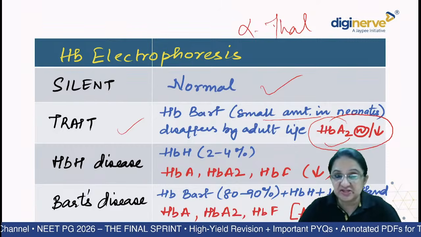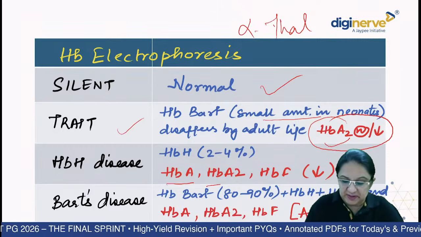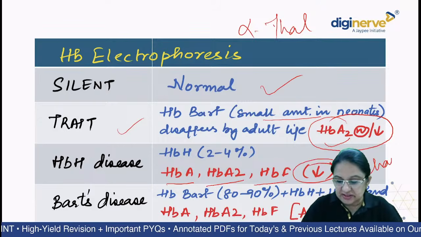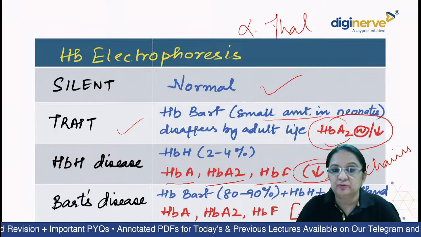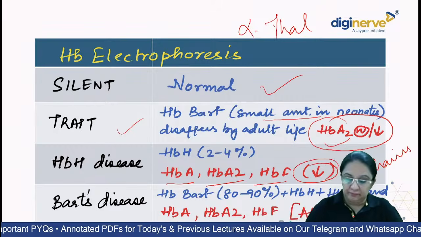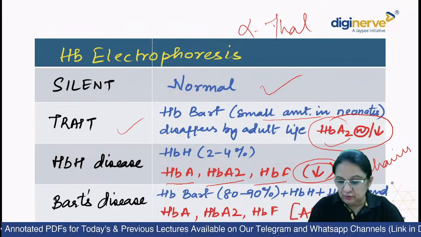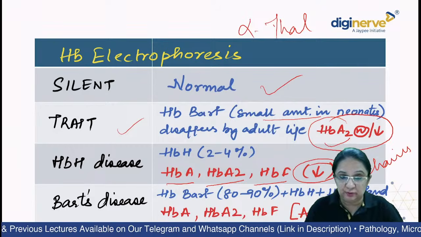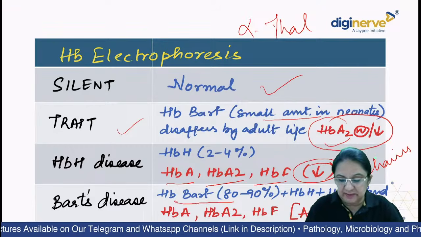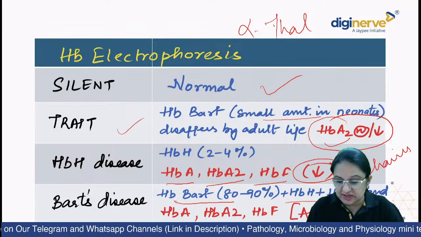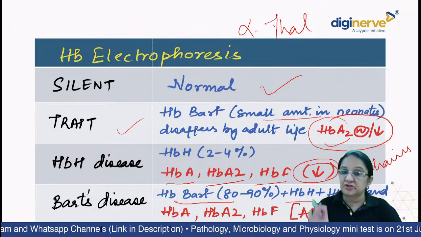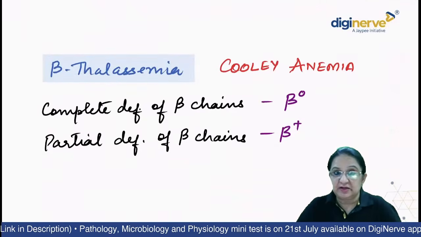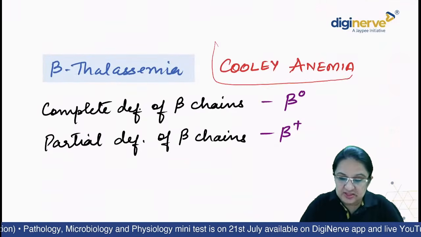In HbH disease, your HbA, HbA2, and HbF would be reduced wherever you get alpha chains in your hemoglobin. All these hemoglobins will be reduced. In Bart's disease, all these hemoglobins will be absent because there is no alpha chain. You will see Hb Bart's 80 to 90%. You will also see HbH and Hb Portland. So this was alpha thalassemia. Now coming to beta thalassemia, also known as Cooley's anemia.